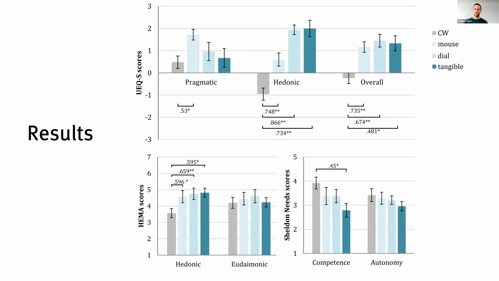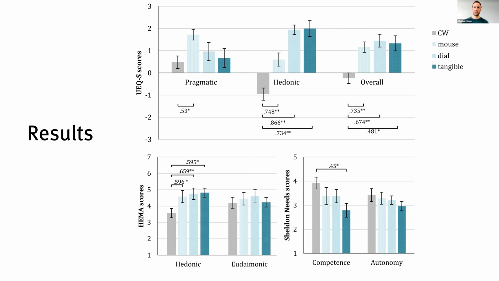So I'll start on the top right. The current workstation is always the gray bar, and the others are in the list by increasing originality, the mouse, the dial, and the tangible device. And as you can see in the top right, the overall user experience increased from the current workstation to all 3 prototypes. And the reason is mainly found in the hedonic dimension, as you can see in the top center.